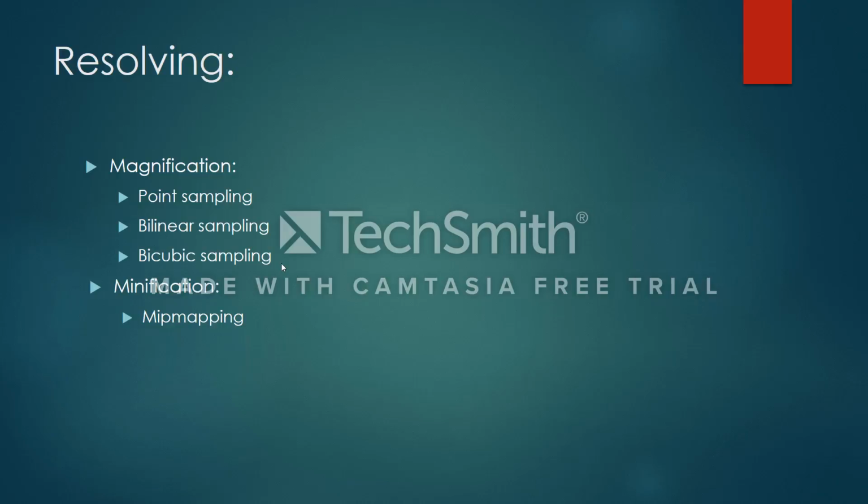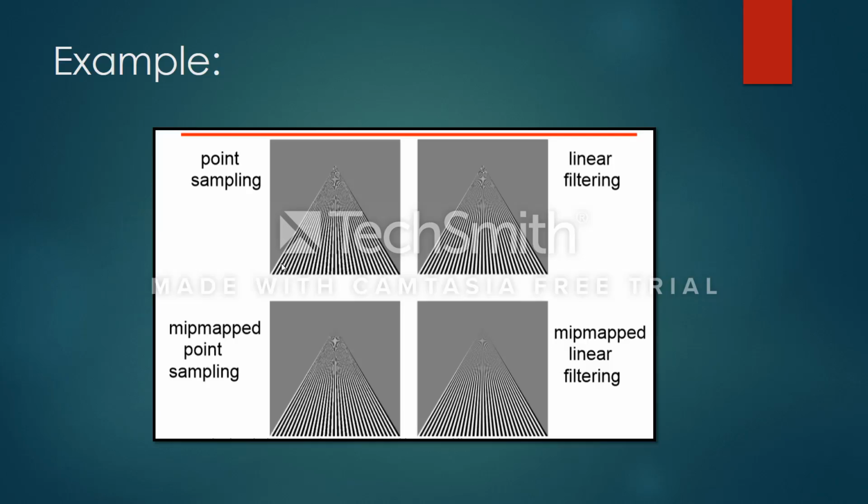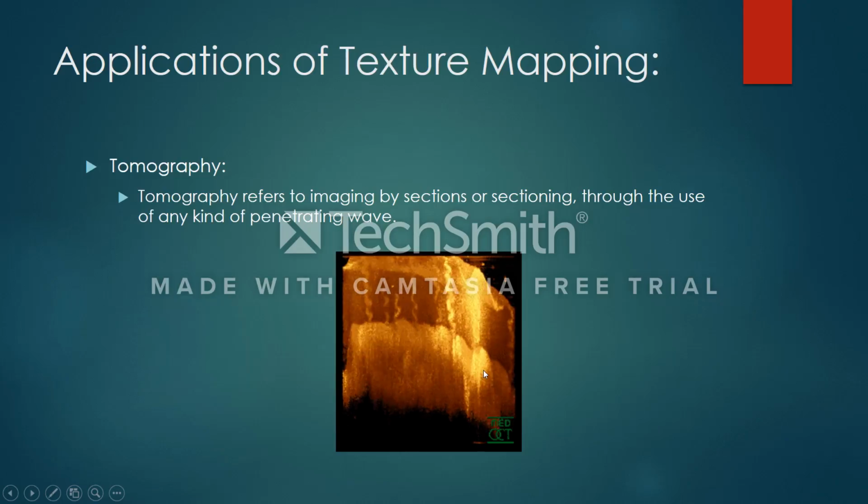MIP mapping is a very significant technique to reduce minification. This is the example. You can see the MIP mapped point sampling and MIP mapped linear filtering here. This is the image without that, but this is quite better after MIP mapping.